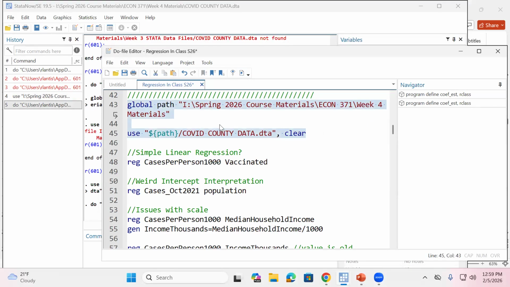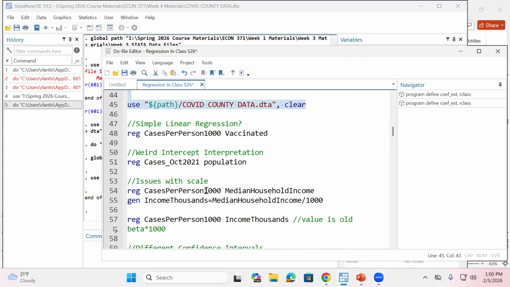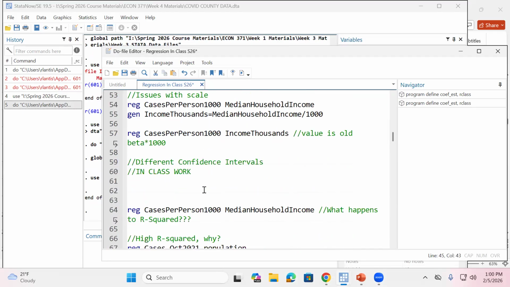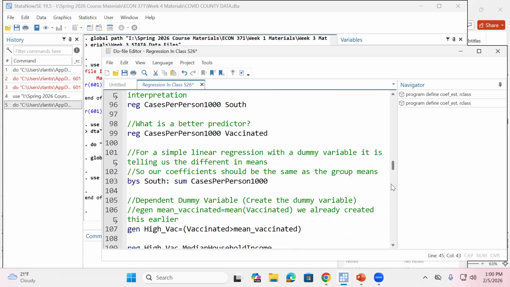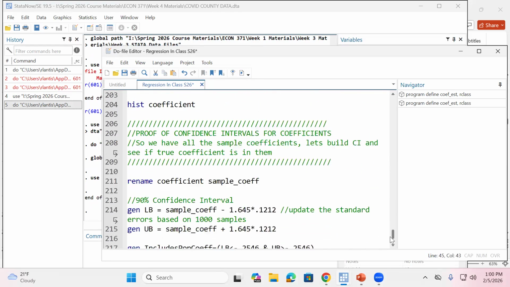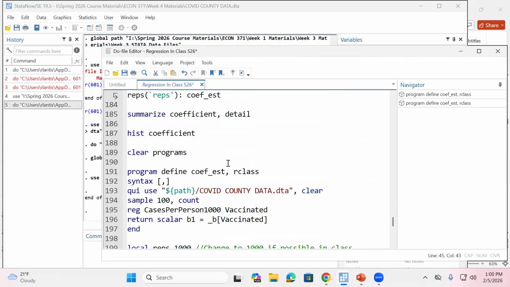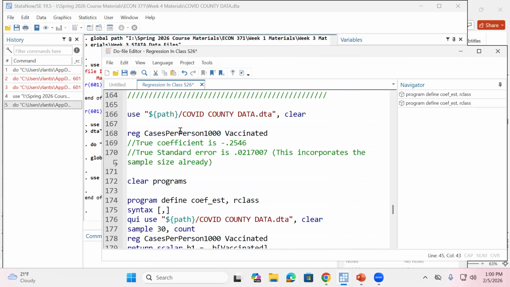I think I did this last class, forgot to save it. So I can start to look at this COVID data and run some simple linear regressions. We talked about scaling the variables last class. So I'm going to come all the way down here because we haven't talked about R squared yet. I'm going to go up here. I think it's line 166.